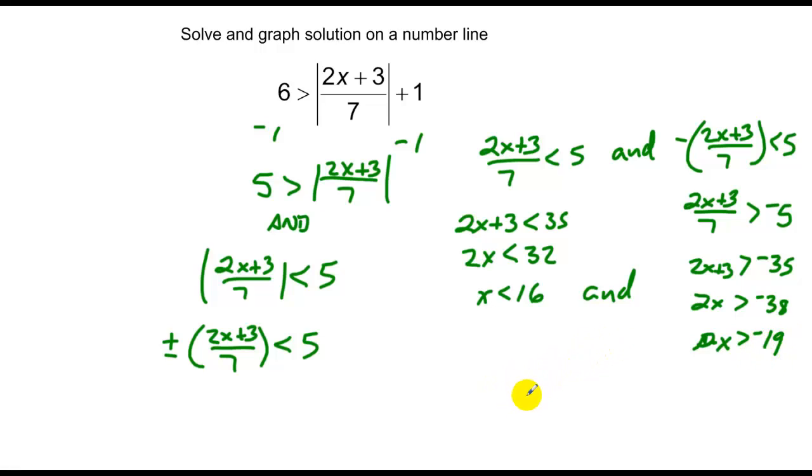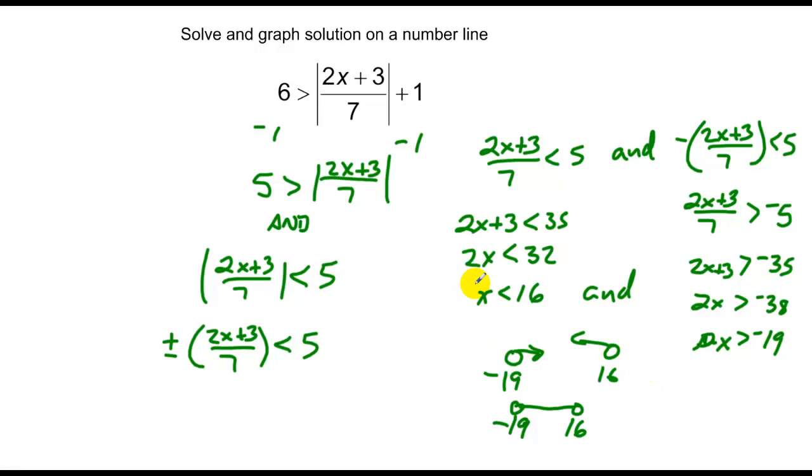If I look at this graph, here's negative 19, open circle, arrow going this way. Here's positive 16, open circle, going to the left. I want to know the intersection of those two lines. It's everything between 19 and 16, like so.